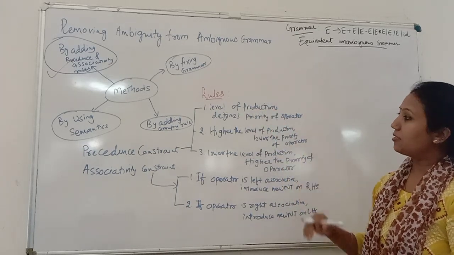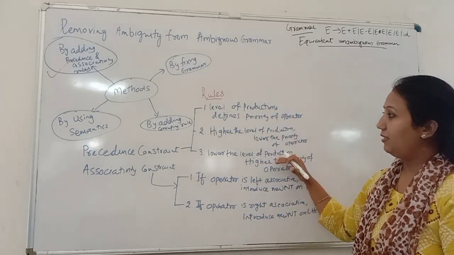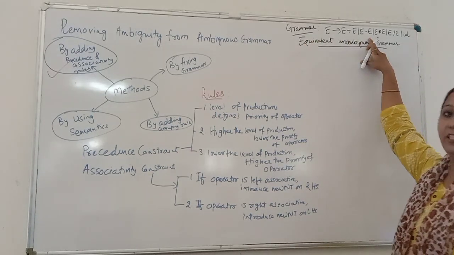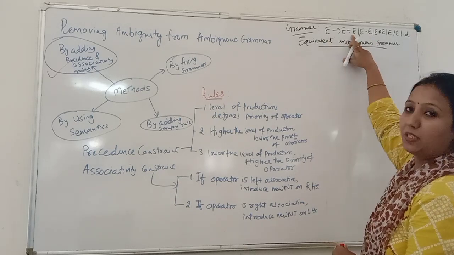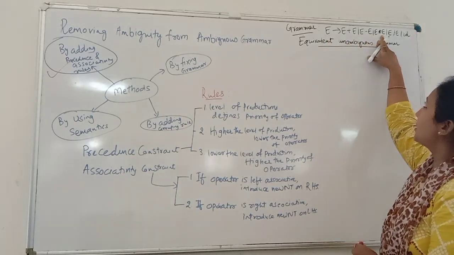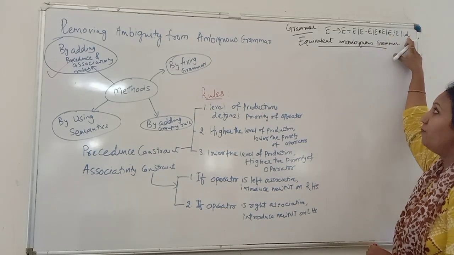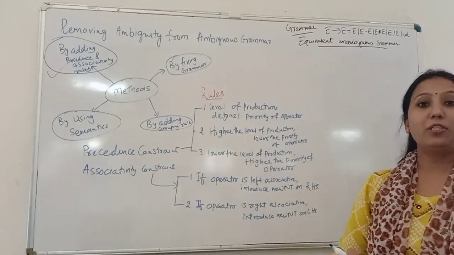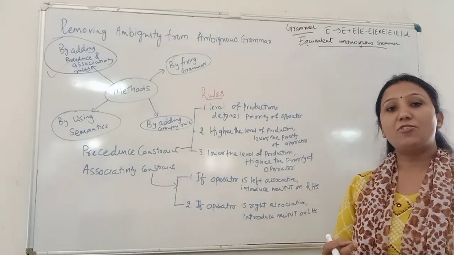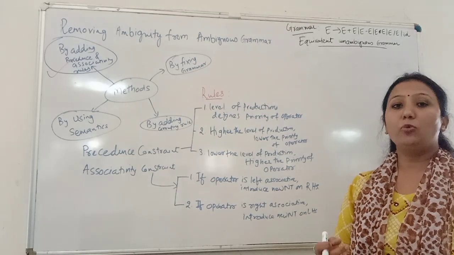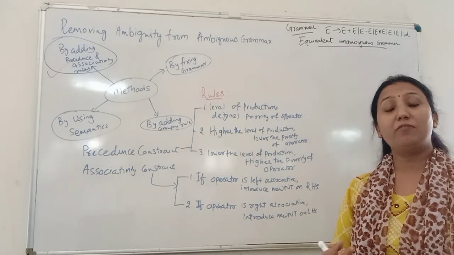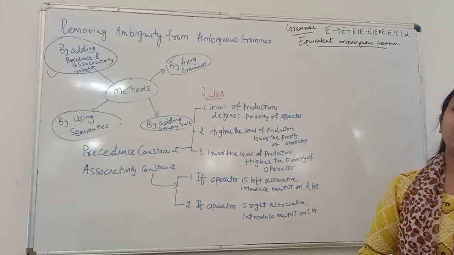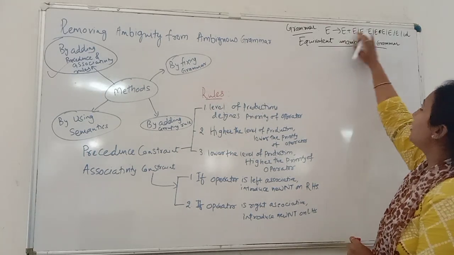The rules of this precedence constraint apply when we have any grammar. For example, let's take this ambiguous grammar of arithmetic expression. The grammar is E to E plus E, E minus E, E star E, E divided by E, and id. This grammar is an ambiguous grammar. We have already discussed in the previous video that ambiguous grammar means that for any string in a language, if the grammar is generating more than one parse tree or has more than one derivation, we can call that grammar ambiguous. So over here this is an ambiguous grammar.